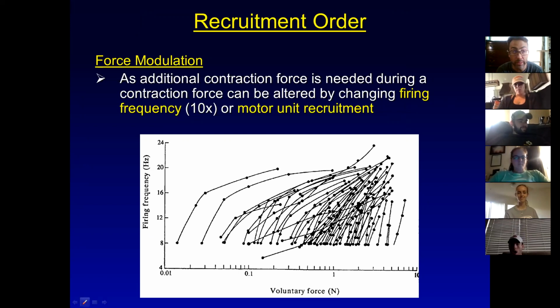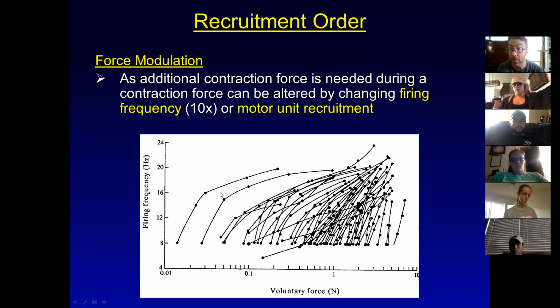All right, so let me explain the graph here, okay? What you can see on the x-axis is voluntary force production. Again, this is in the FDI muscle. So we've got a person pressing with their index finger against something and generating increasing amounts of force. What they have done is jammed 40 or 50 different little fine wire needles into that muscle to try to isolate individual motor units out of each one of those things, okay? And so each line on here represents one motor unit.